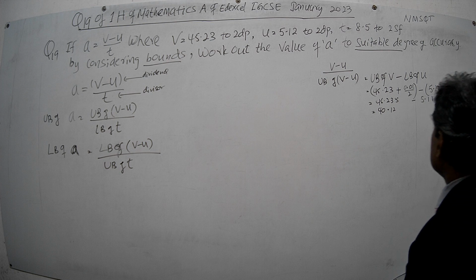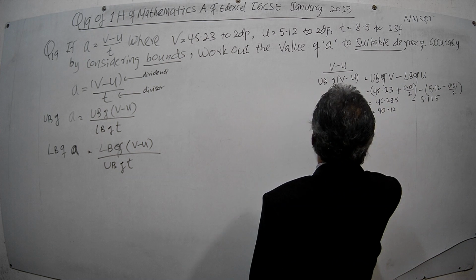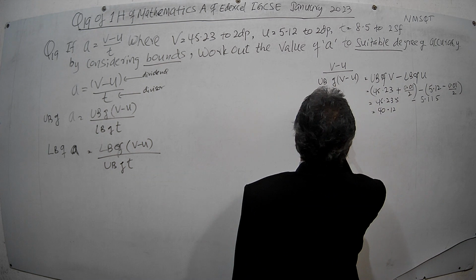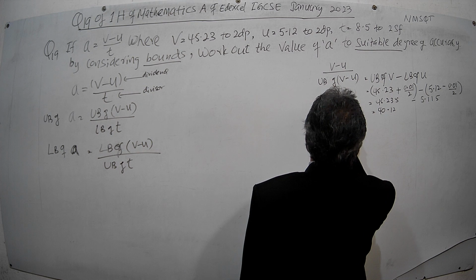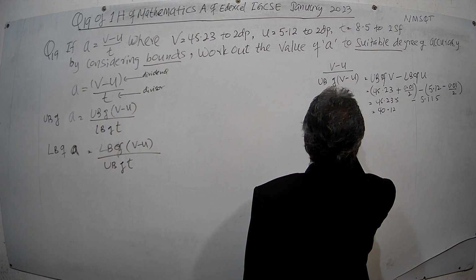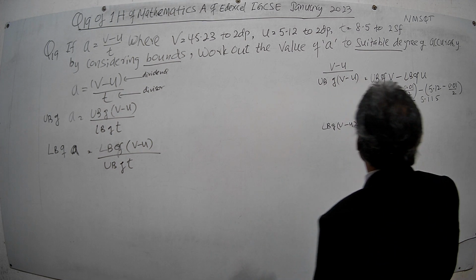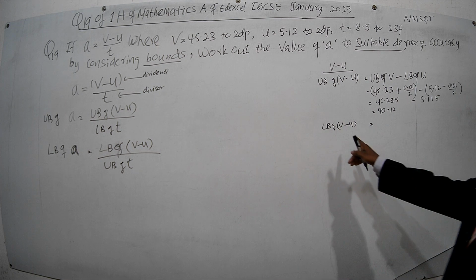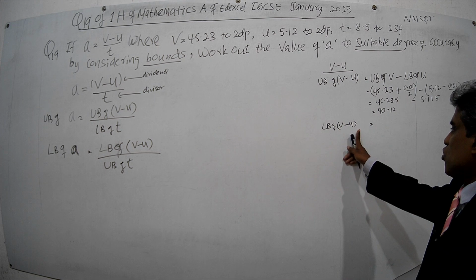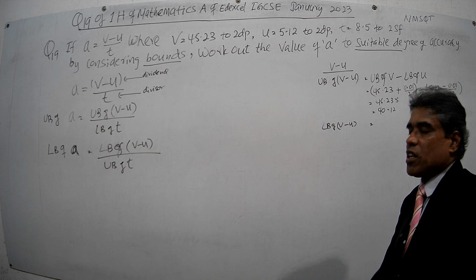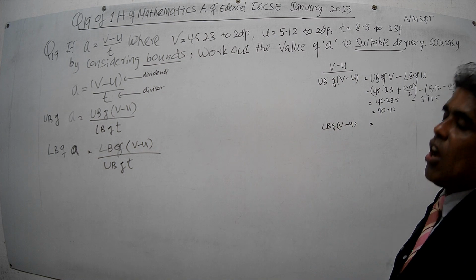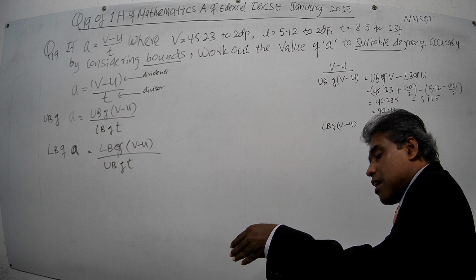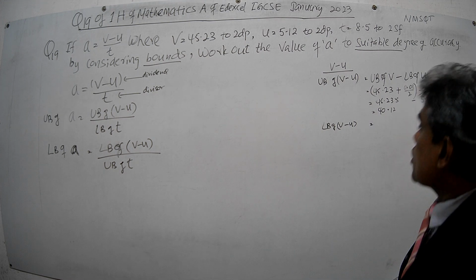Okay. Then we are going to find the lower bound of V minus U. Lower bound of V minus U means the lower bound of a difference of two terms. How to find the lower bound of a difference? Lower bound of a difference equals the lower bound of the larger value minus the upper bound of the smaller value.